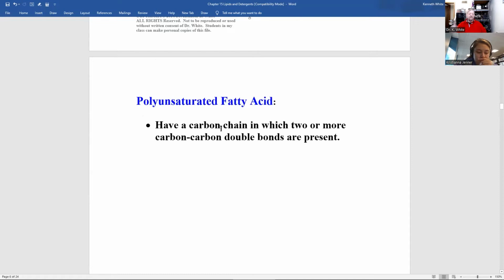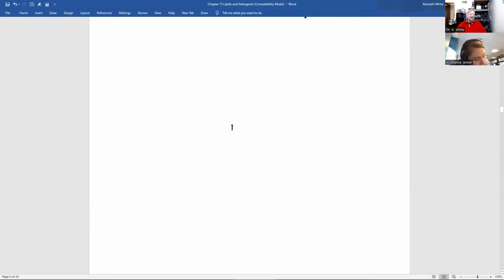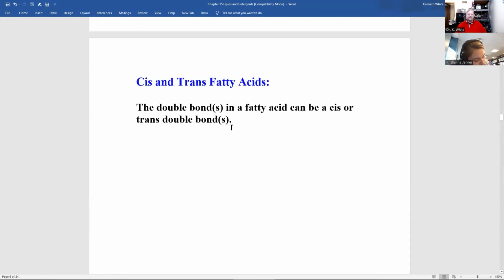All right, now you can have polyunsaturated fatty acids, where you have more than one, two or more carbon-carbon double bonds in there. Linolenic and linoleic are examples of that, and I'm not going to ask you to learn the structure.